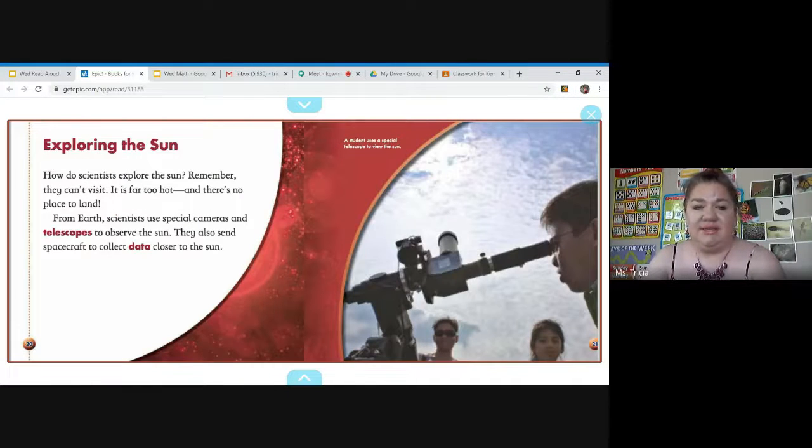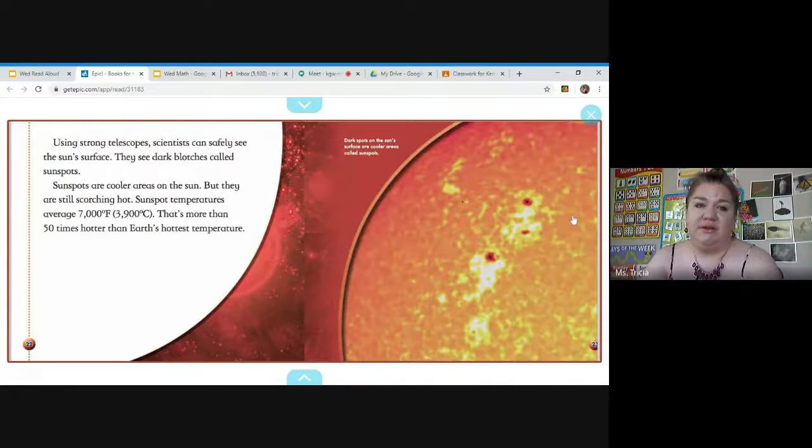How do scientists explore the sun? Remember, they can't visit it, it's too hot, and there's no place to land. From Earth, scientists use special cameras and telescopes to observe the sun. They can send spacecraft to collect data closer to the sun. Using strong telescopes, scientists can safely see the sun's surface.